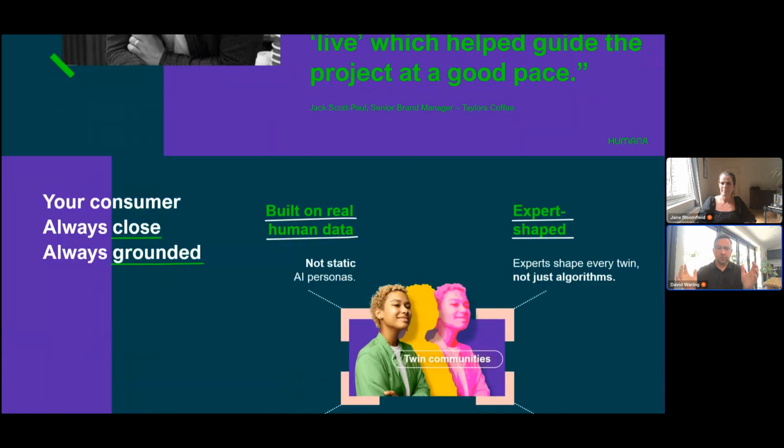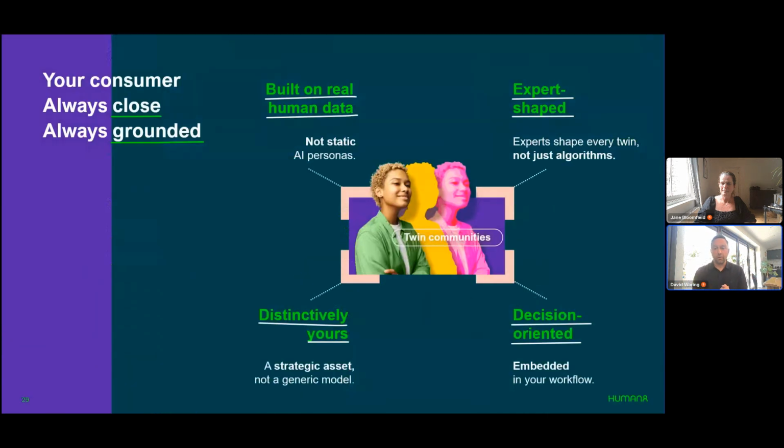So twins, we don't feel are a magic wand. They're only as good as the people around them. So the first element is they're built on real human data. They're not static AI personas. They are stories, lived experiences people have shared with us. They're also expert shaped. So experts shape every twin.